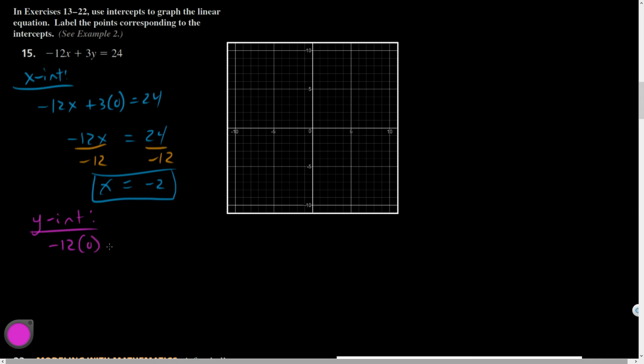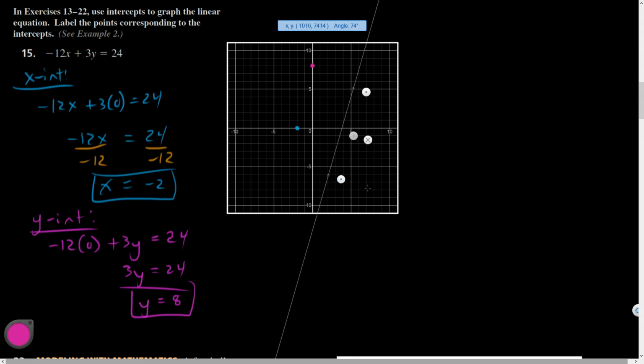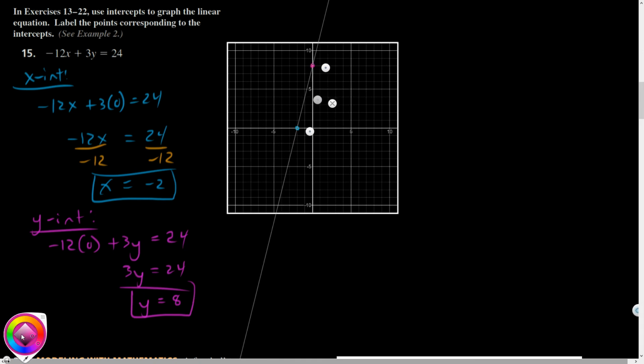For the y-intercept, I'm plugging in 0 for x. 3y equals 24. So y equals 8 when I divide both sides by 3. So I plot these points. x equals -2 is right here. y equals 8 is right there. And then I draw the line that connects the dots. How many lines pass through 2 points? Only one. There are infinitely many points on that line. So that's how I graph it.